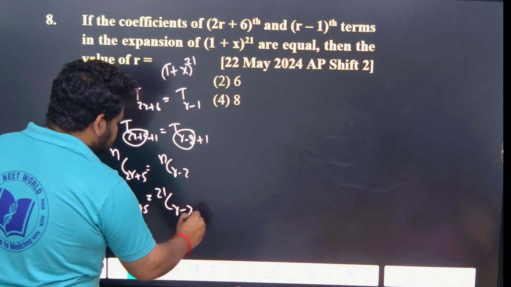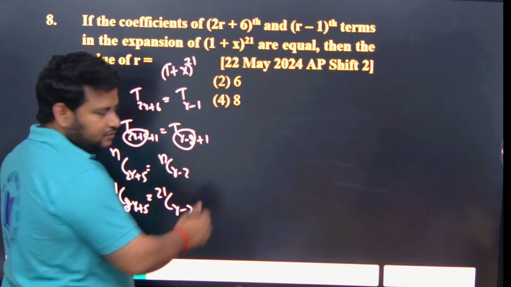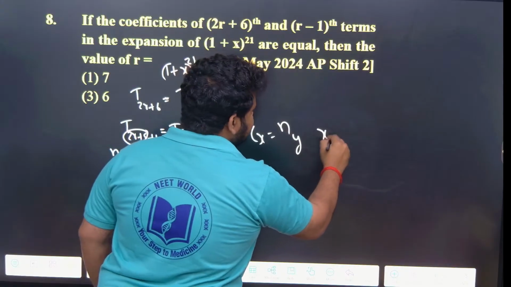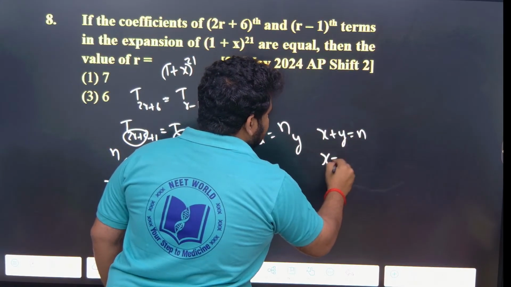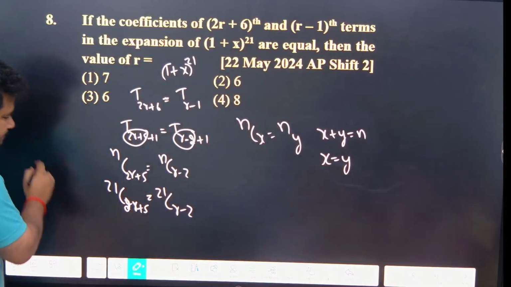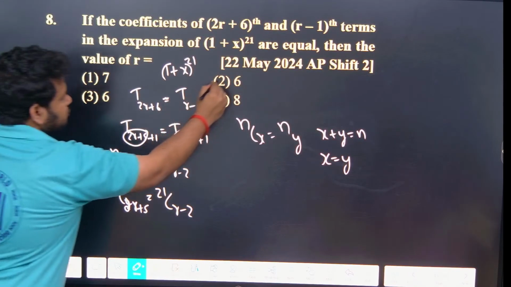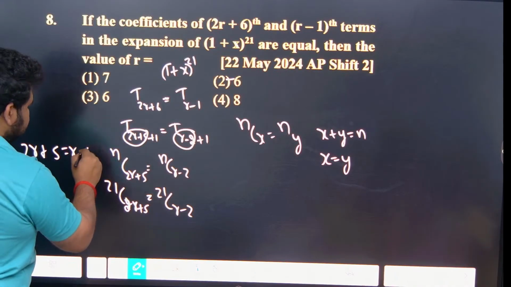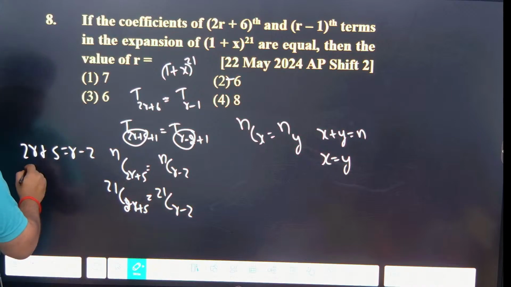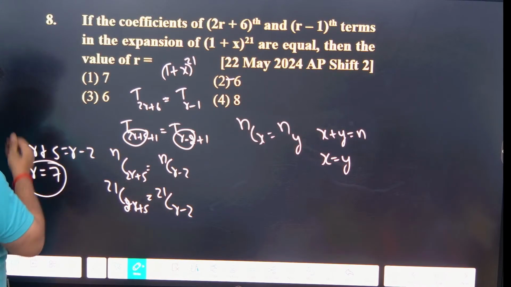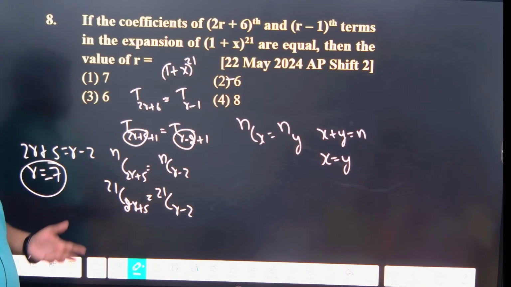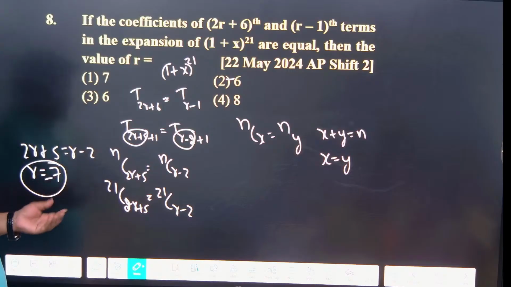So we know that, observe here, either you can put the formula and do it, or we know that if NCx is equal to NCy, then either x plus y is equal to n or x is equal to y. Now first let us check whether 2r plus 5 is equal to r minus 2. Now r will be equal to minus 7. I told you r cannot be negative, so this cannot be the answer.